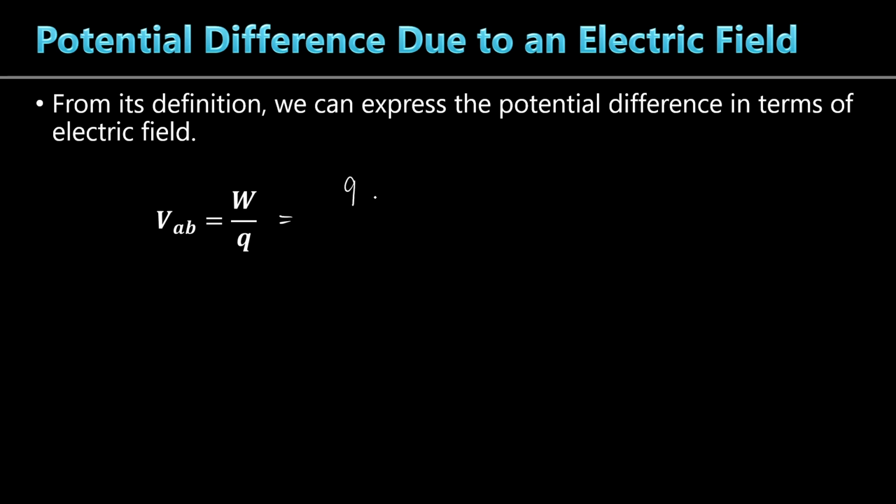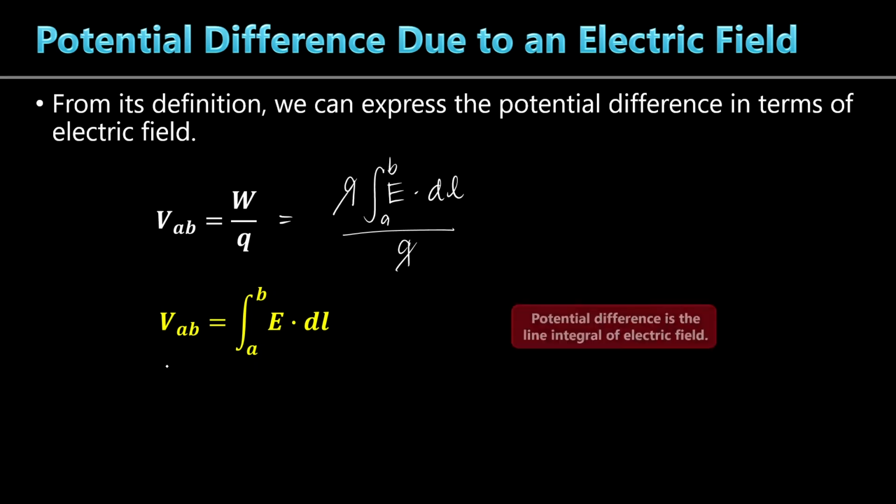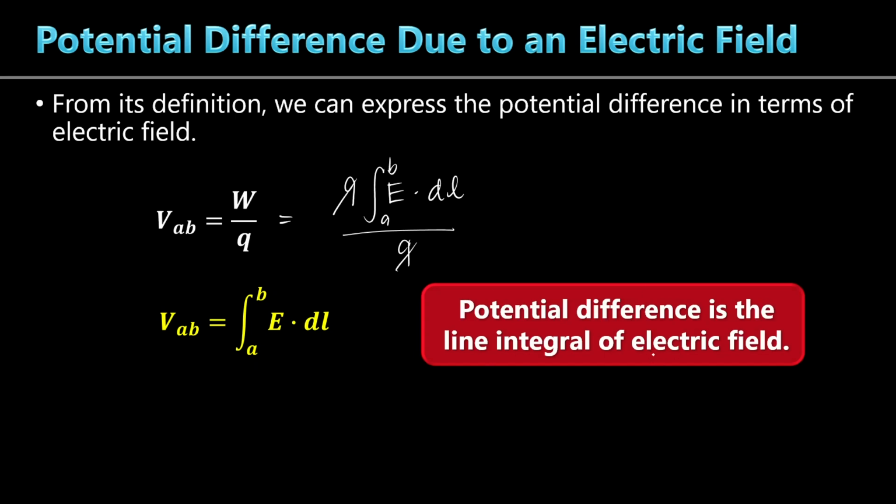Yan ay Q times the line integral of E dot dl from A to B. Okay? Lagay natin dito A to B. So, if we divide this by the charge, makakancel yung Q. Diba? At ano na lang ang matitira? Ang matitira yung expression natin ng potential difference, which is the line integral of E dot dl. So, tandaang mabuti, yung potential difference pala, it is just the line integral of the electric field. Kung ang work ay line integral ng force, ang potential difference naman ay line integral ng electric field.